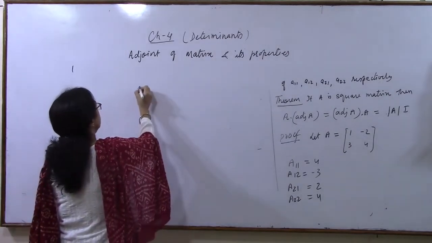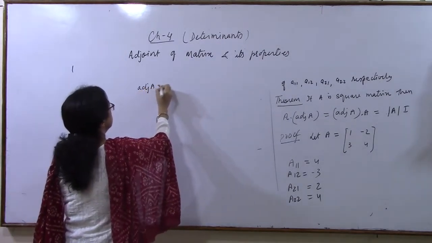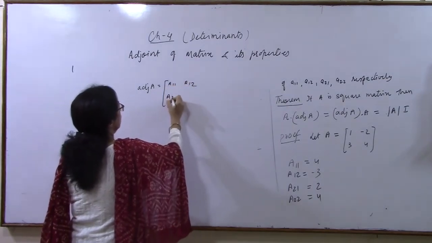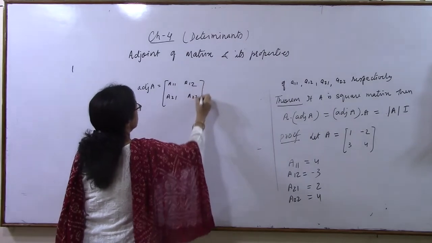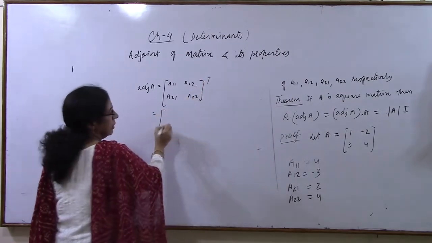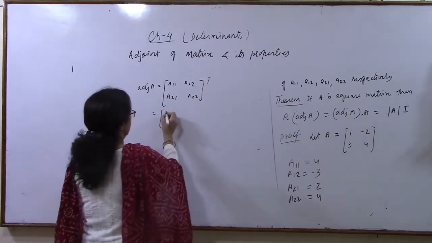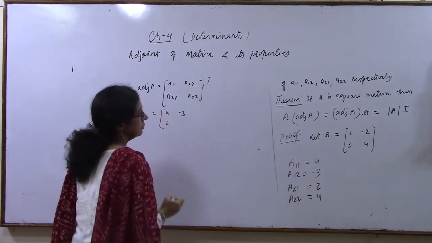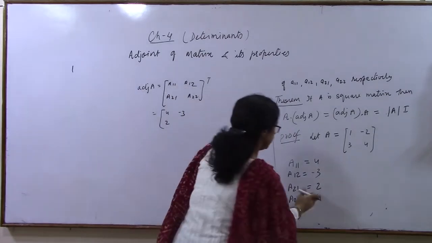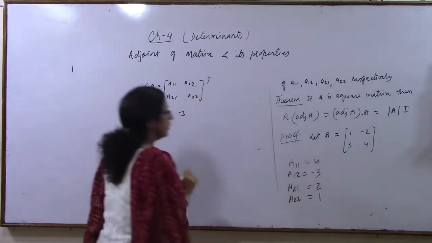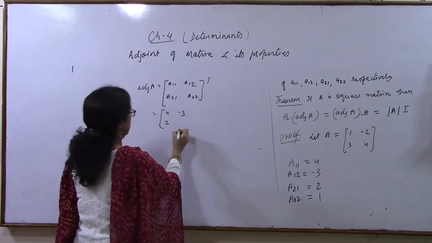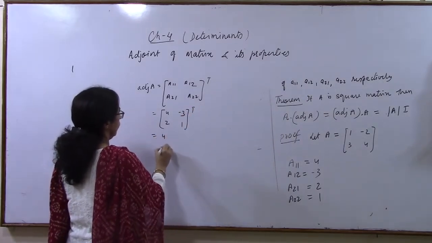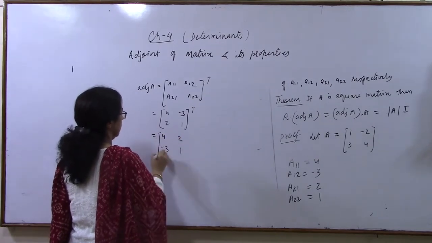So adj A is A11, A12, A21, A22 whole transpose. That is [4 -3; 2 1] whole transpose. Taking the transpose, we have [4 2; -3 1].